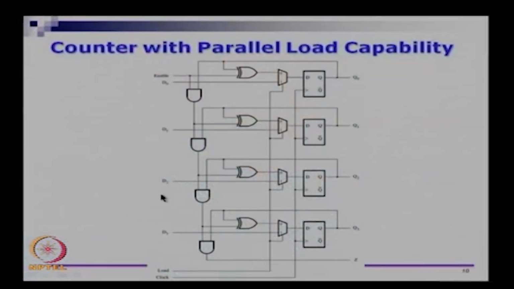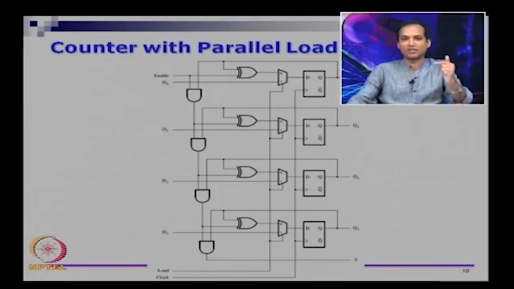So I can load a value 5 by making load equal to 1, and by putting 0 1 0 1 here, I can load a value 5 and it will start counting from 5 instead of counting from 0. So it will start from 5, then go to 6, go to 7, go to 0, go back to 1, 2, 3 and so on.